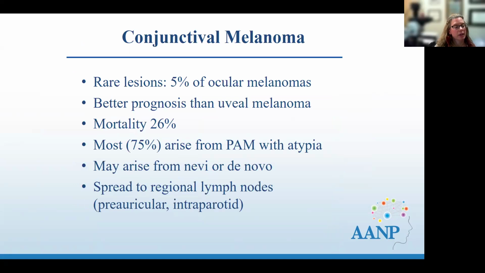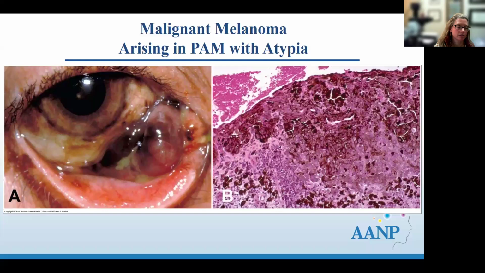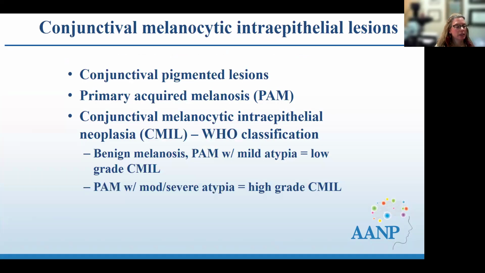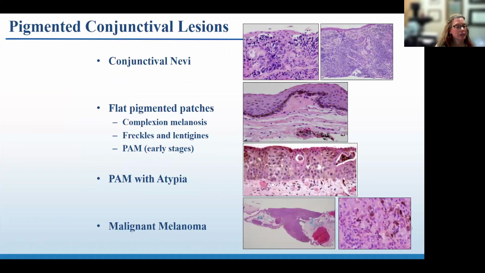So rare, 5% of ocular melanomas are conjunctival, usually better than uveal melanoma, but the mortality is about 25%. Most arise from PAM with atypia, and these go to regional lymph nodes. And people usually don't present with something this dramatic, like our patient did, but that is an example of invasive melanoma. Okay, so thinking about, I'm gonna skip this slide, conjunctival nevi, the flat pigmented patches that are complexly associated are the early stages of PAM, PAM with atypia, and progressing to malignant melanoma.